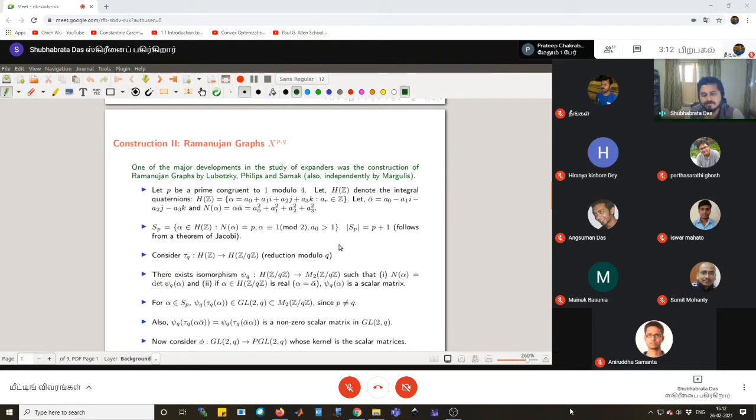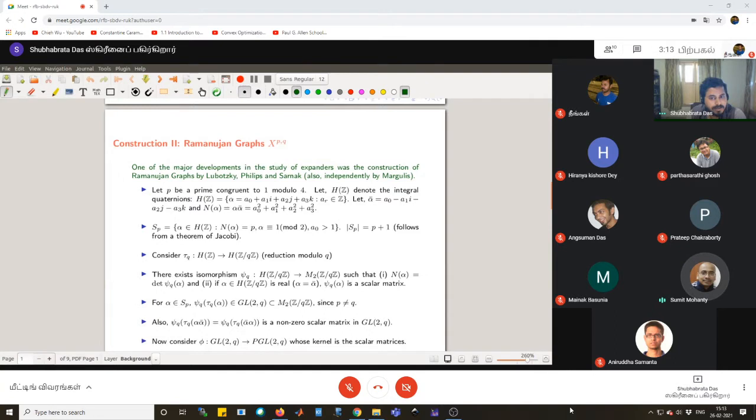that tells that there are choices. When a naught would be greater than 1, we will have these three numbers, a1, a2, a3, all to be even, and this being odd. So only this number will remain, and since this is odd, mod 2 only 1 will remain. So for such alphas where you have this a naught greater than 1, yes.